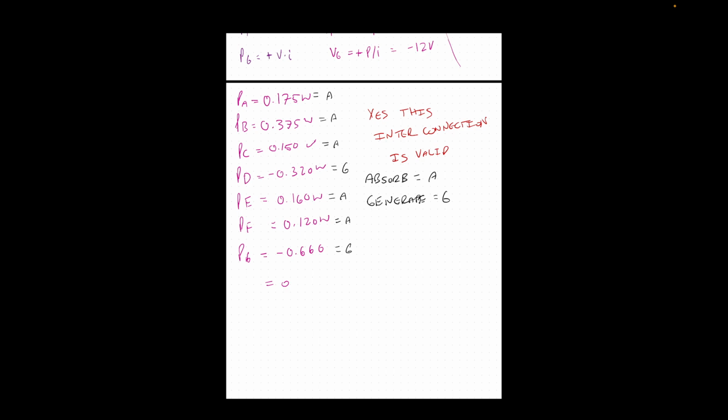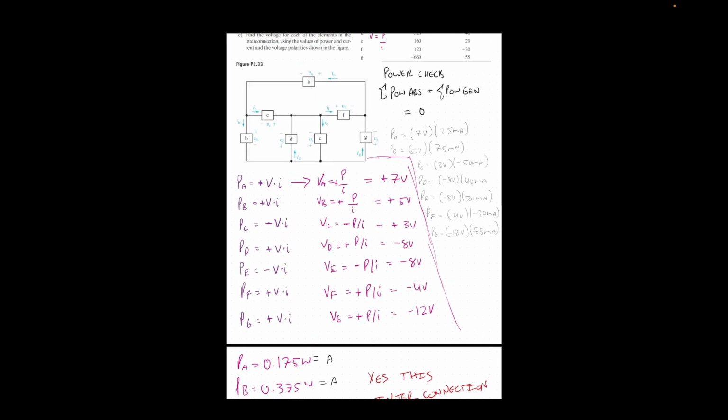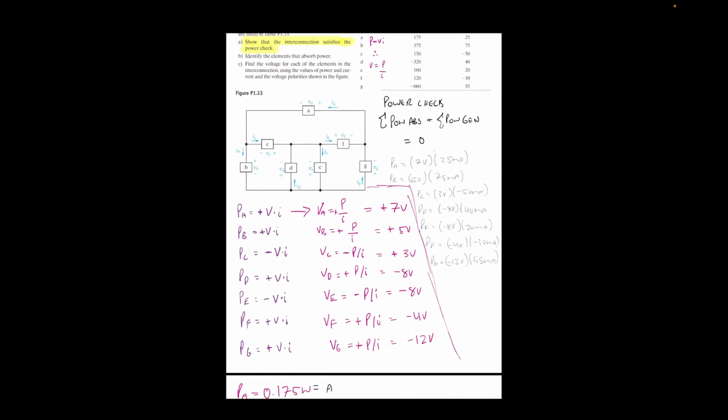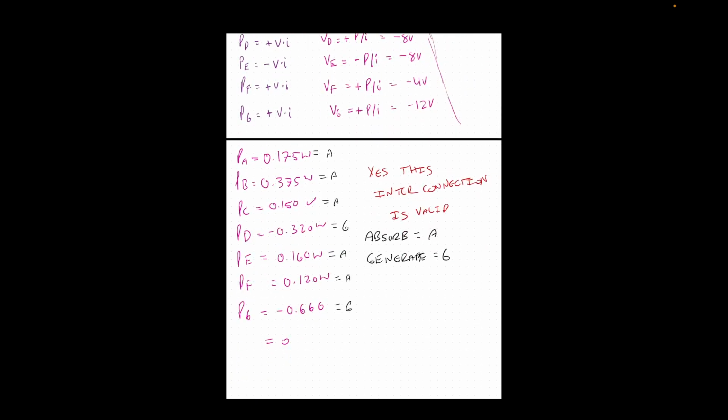So, now I've successfully shown that these elements are absorbing, these are generating, and the sum of them equals 0, making the power balance correct. And lastly, we have found the values for the voltage with the respective polarities. All right, so this was a pretty loaded example. I hope you were able to grasp the information and you agree with my solutions. Have a nice day.